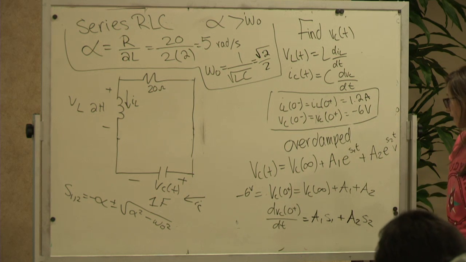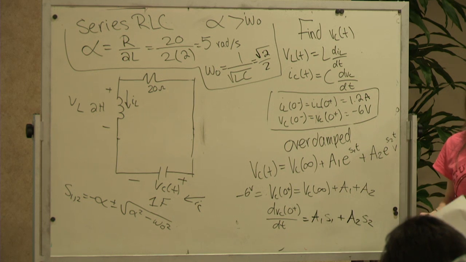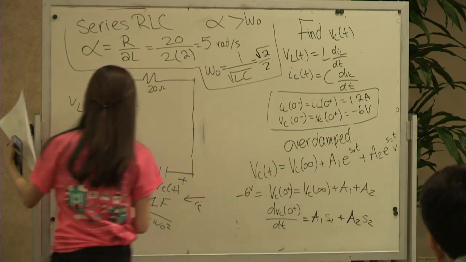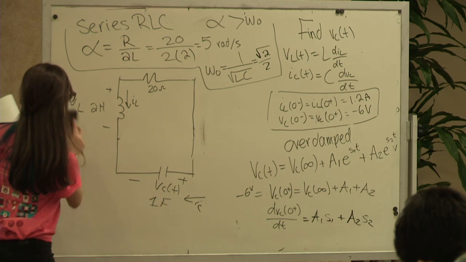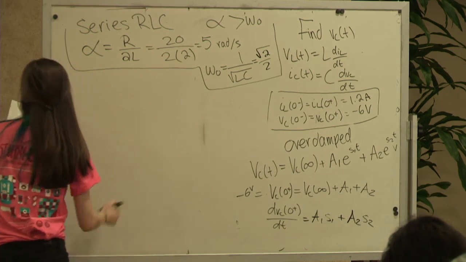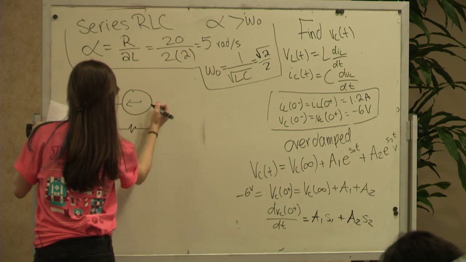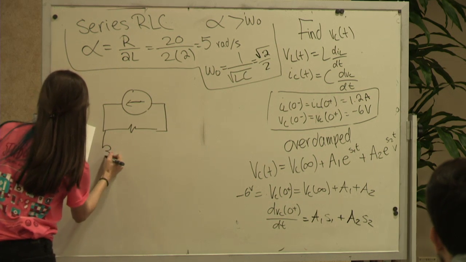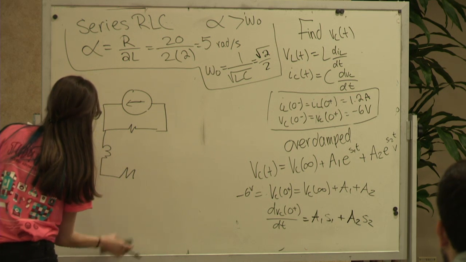Let's see. And then did we find our dVC of 0 plus? No, right? So I erased the thing. Let's see. I'm going to redraw this. So if you notice, actually no, sorry, this goes away.